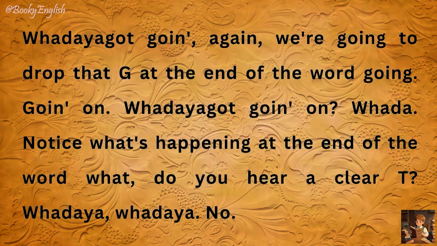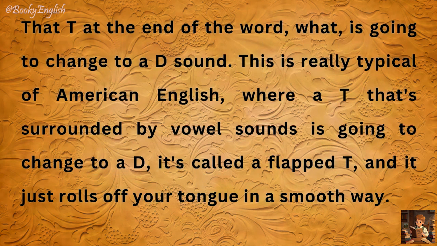Whata. Notice what's happening at the end of the word what. Do you hear a clear T? Whata ya? No. That T at the end of the word what is going to change to a D sound. This is really typical of American English, where a T that's surrounded by vowel sounds is going to change to a D. It's called a flapped T, and it just rolls off your tongue in a smooth way.